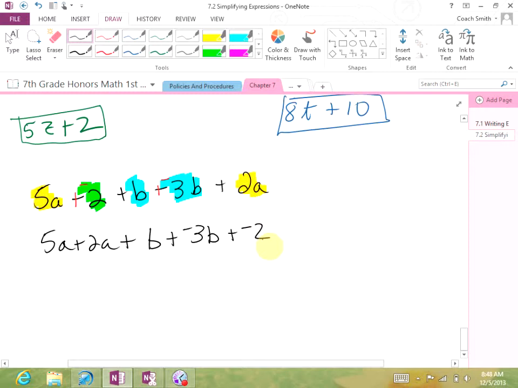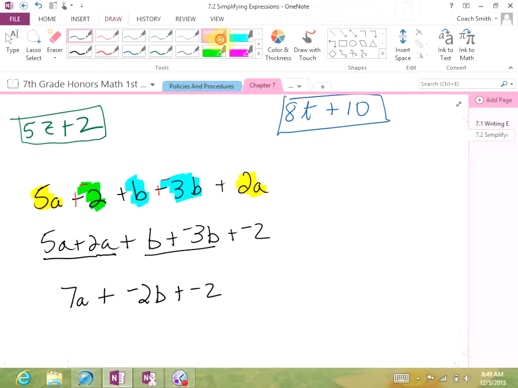Now, understand that you can't use the commutative property unless you've changed all subtraction to addition. Okay, you can't rearrange the terms unless it's all been changed to addition. Now, 5a plus 2a is what? 7a. Plus b plus negative 3b. What? Negative 2b. Okay? Plus negative 2.